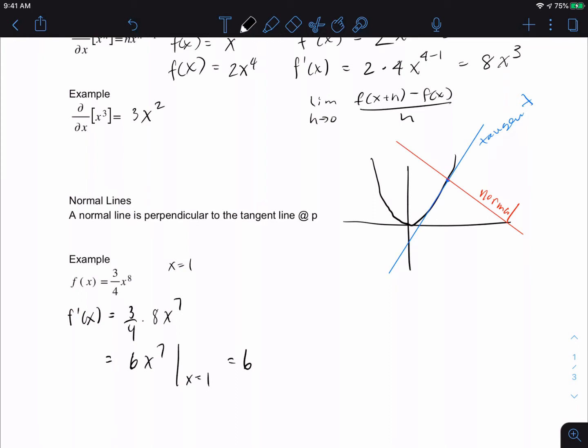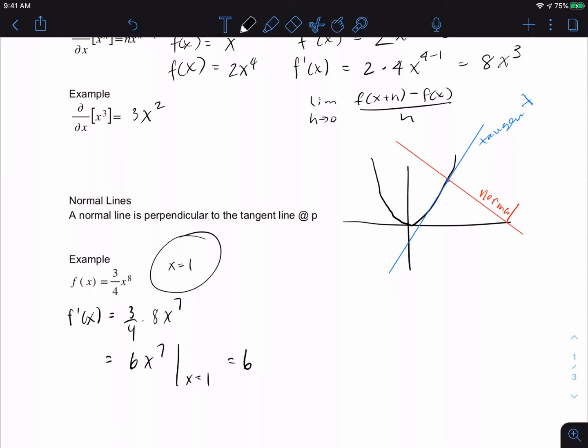Why do we evaluate it at 1? Because I told you I'm giving you a p-value of 1. If I'd said 2, you'd evaluate at 2. Any number that I give you, that's what you evaluate it at. But if we weren't given a number, we would stop at 6x to the 7th? Yes, that's the general case of the curve 3/4 x to the 8th.